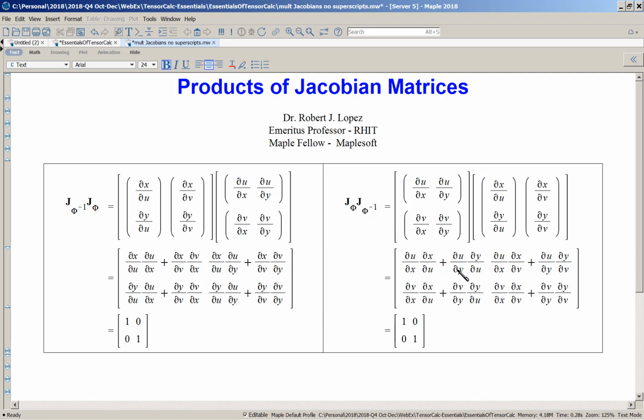x-x this way, y-y this way, u-u, that sum is 1. And similarly, u-v, that sum will come out to be 0. v-u, that sum comes out to be 0. v-v, that sum comes out to be 1.